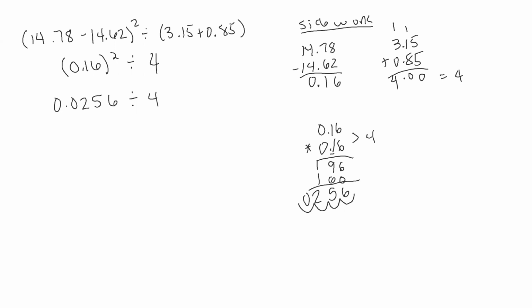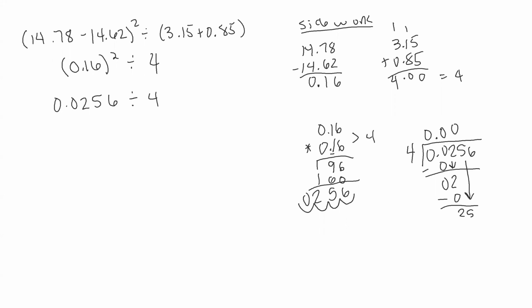So let's convert that to long division. I get 0.0256 divided by 4. Bring your decimal up into your answer. 4 goes into 0, 0 times. 4 goes into 0, 0 times. 4 times 0 is 0. Drop down the next digit. 4 into 2 is 0. So 0 times 4 is still 0. I get 2 left over, drop down the 5.